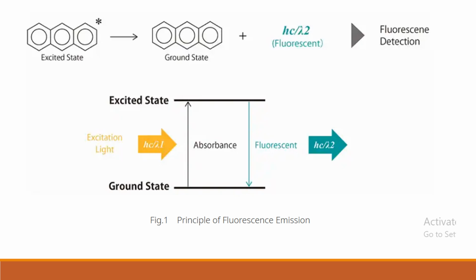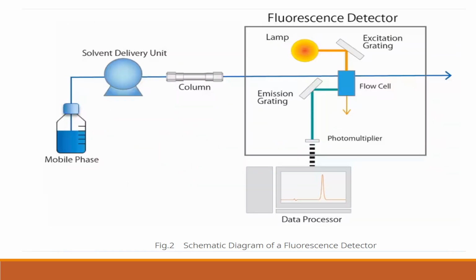Compounds containing functional groups with absorption bands can be detected by an absorbance detector, and only compounds with fluorescent property can be detected by a fluorescence detector. Now in this diagram you can see a fluorescence detector. There's a xenon lamp that is generally used as a light source of a fluorescence detector. The light that is emitted from the lamp is separated into a light beam of certain wavelength with the excitation grating and then passes to the flow cell.